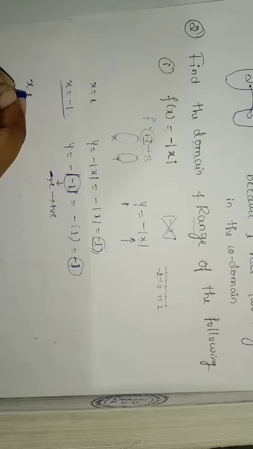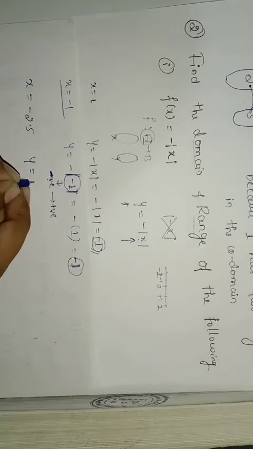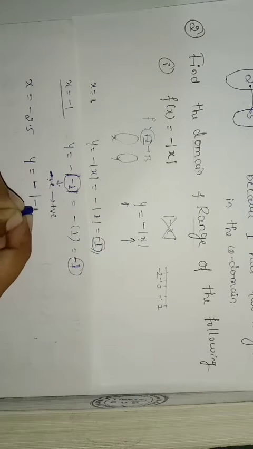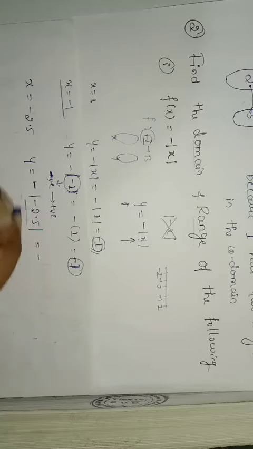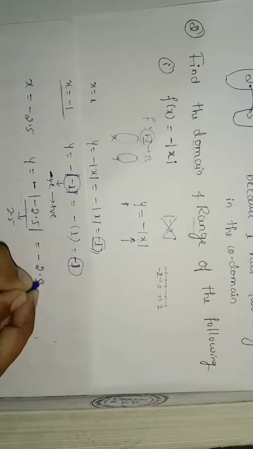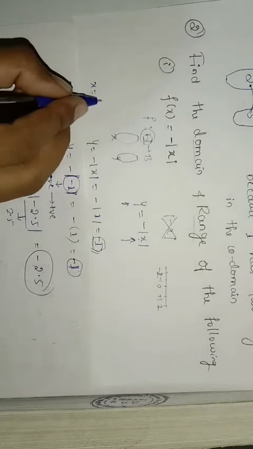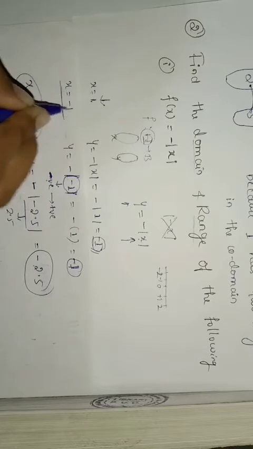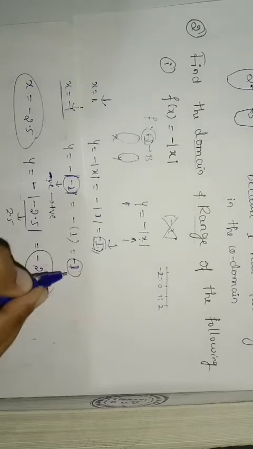So if you take any number, x is equal to minus 2.5, y will be minus of modulus of minus 2.5. So that is minus of modulus of 2.5, which is 2.5. So minus 2.5. So whenever x is equal to minus 2.5, y is also minus 2.5. So either you choose the positive real number or the negative real number, I will get the negative values.